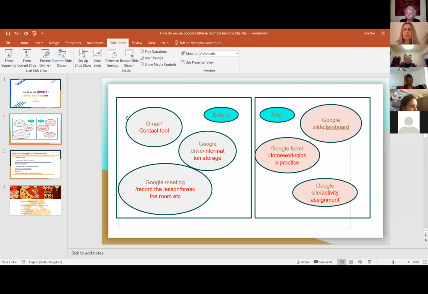And of course, Google Form can be used not only to assign homework, but also in the live lesson, for example to assign listening practice or writing practice, something like that. Later I will show you the real work we do, so maybe you can get some ideas. The last one is Google Sites, which I would like to share with all of you.